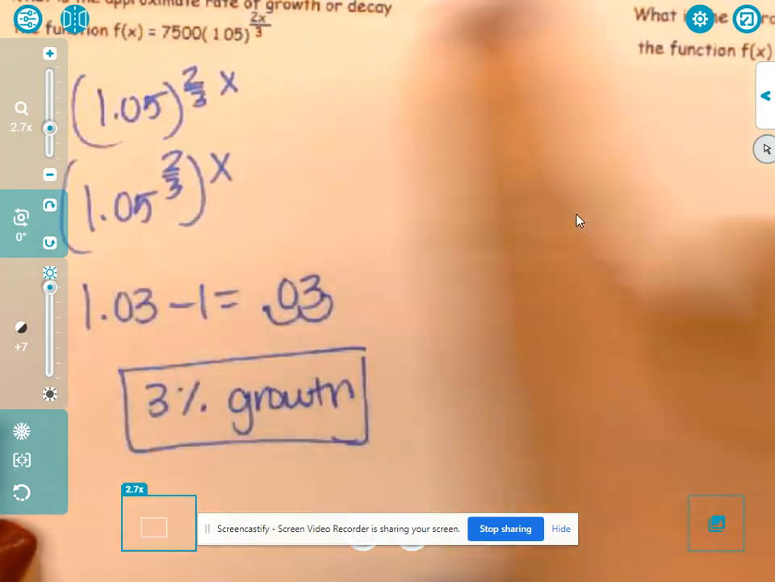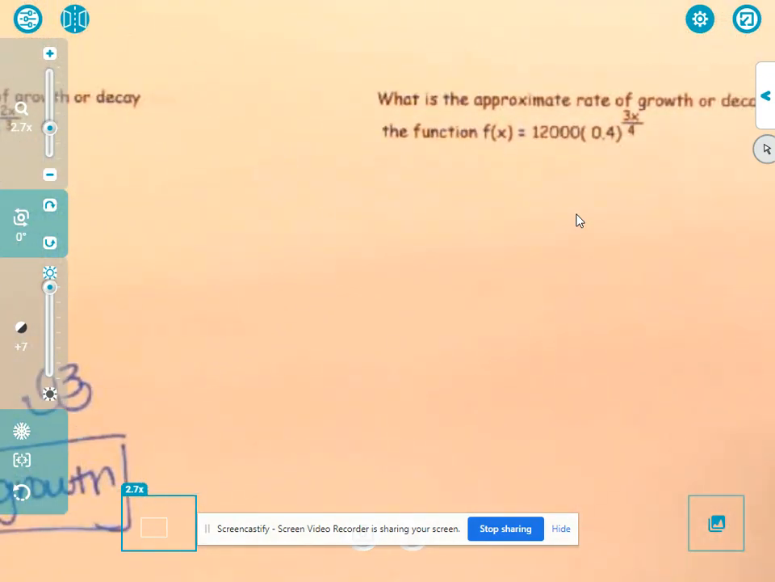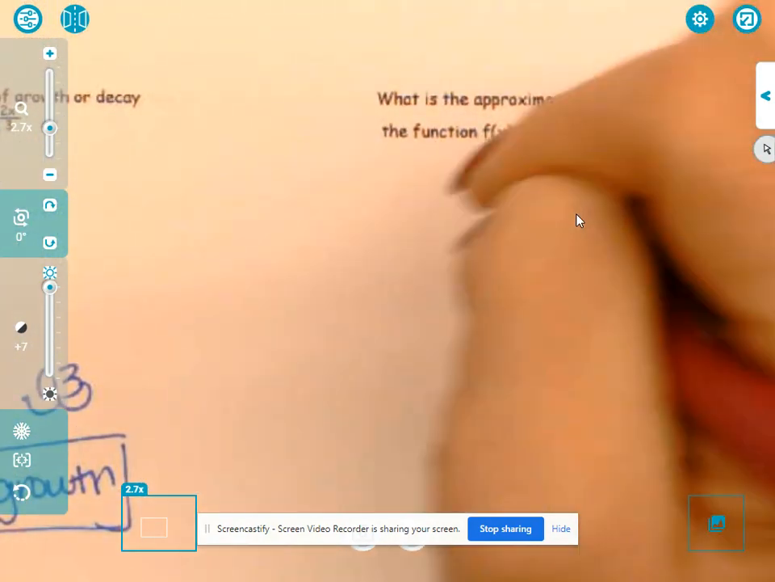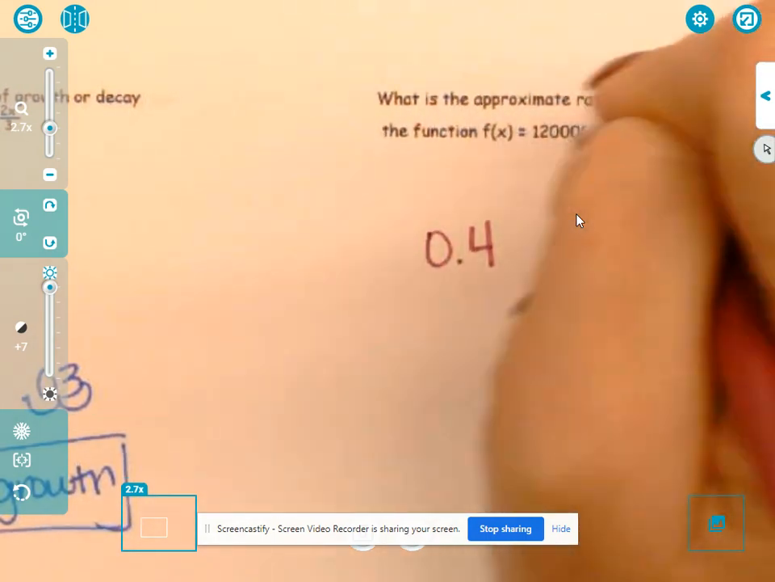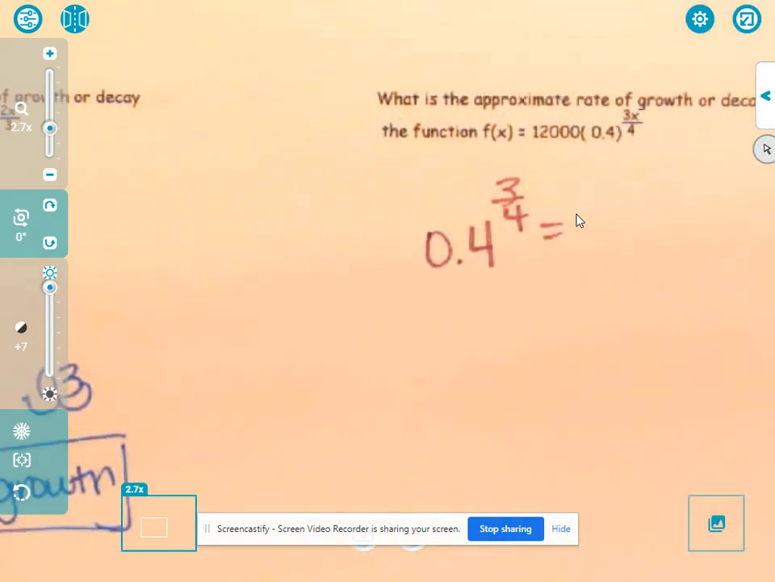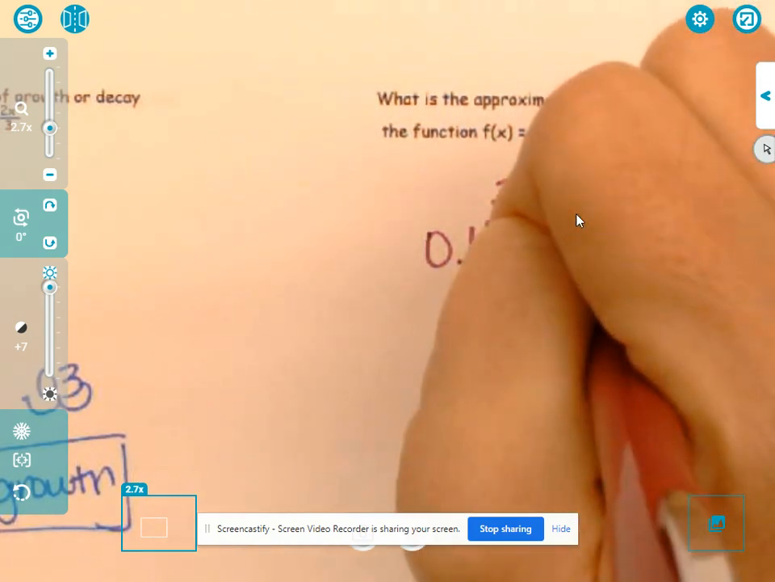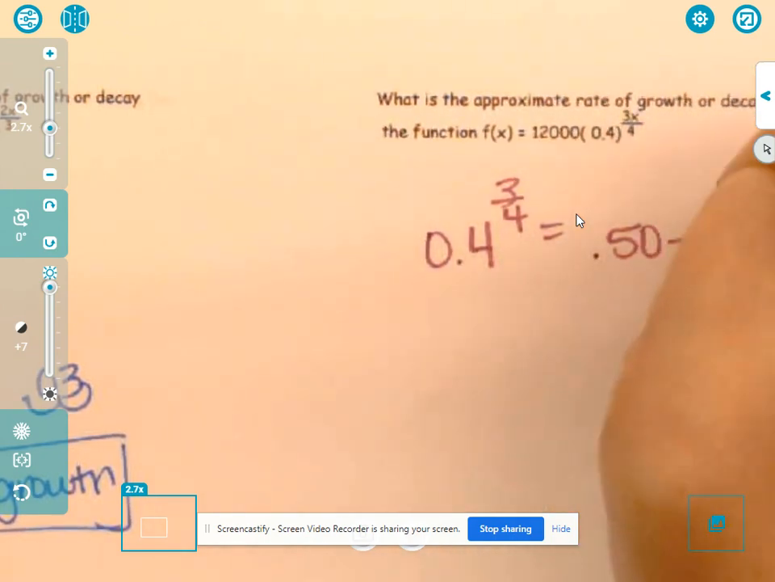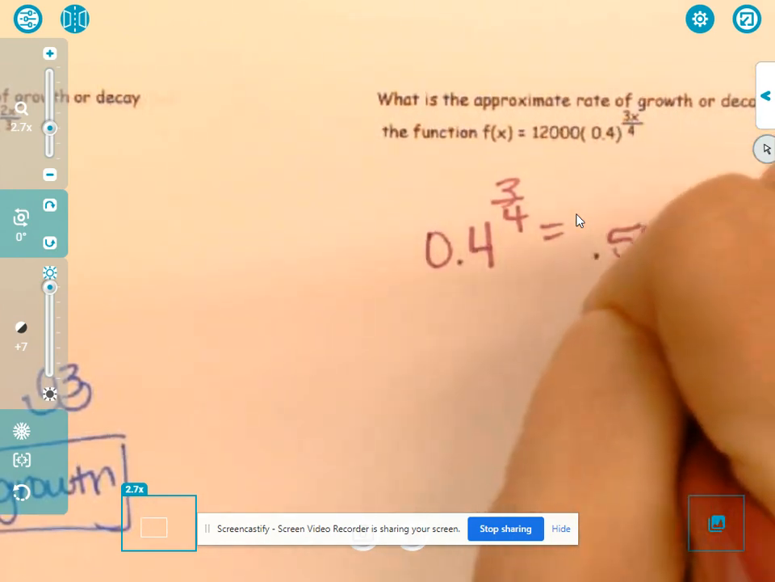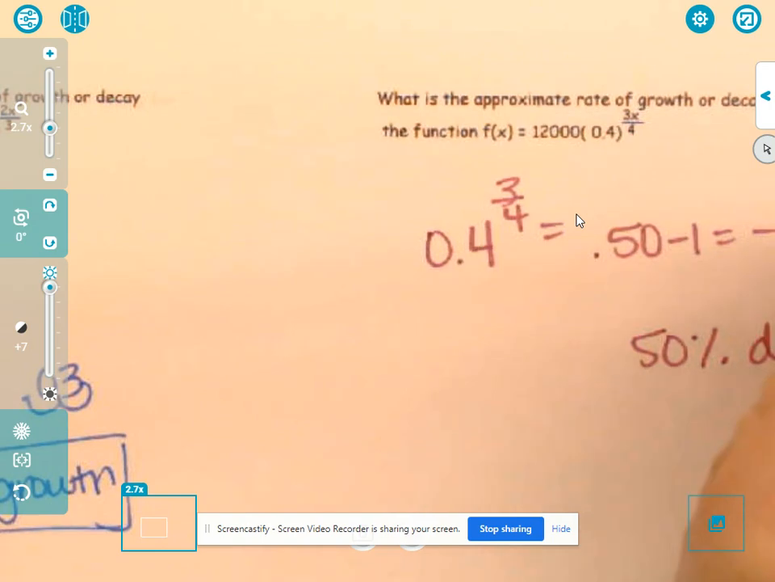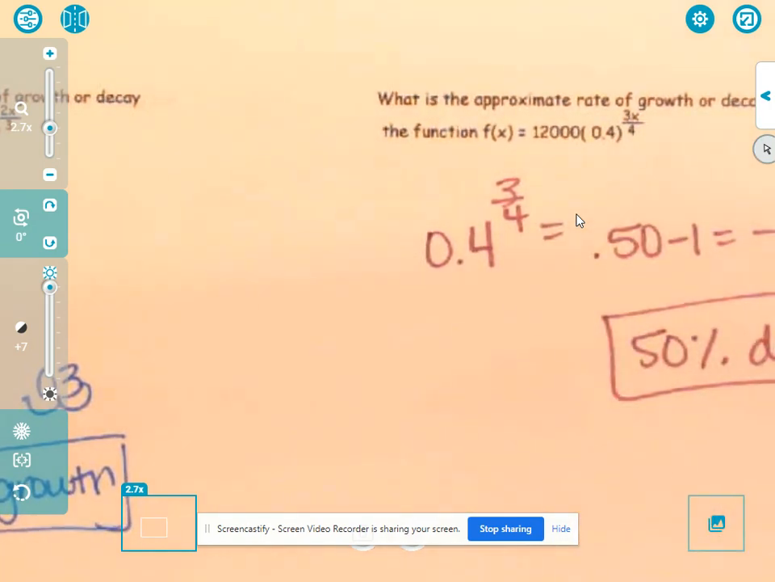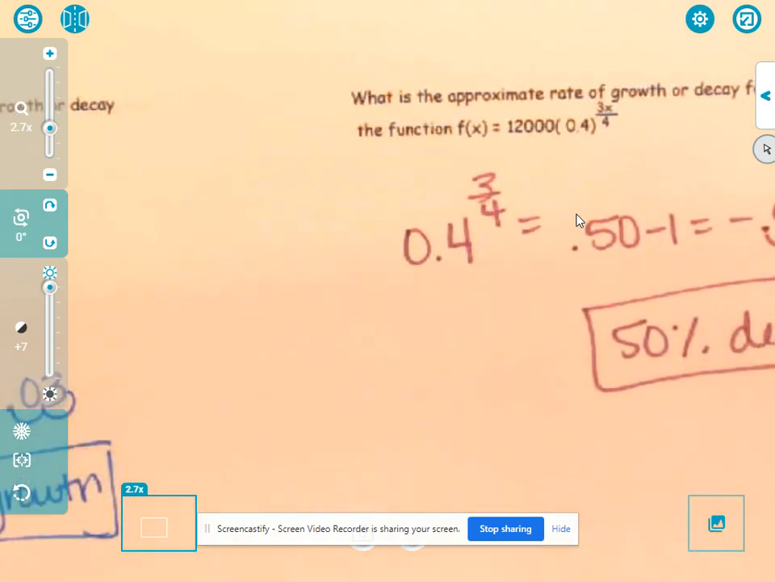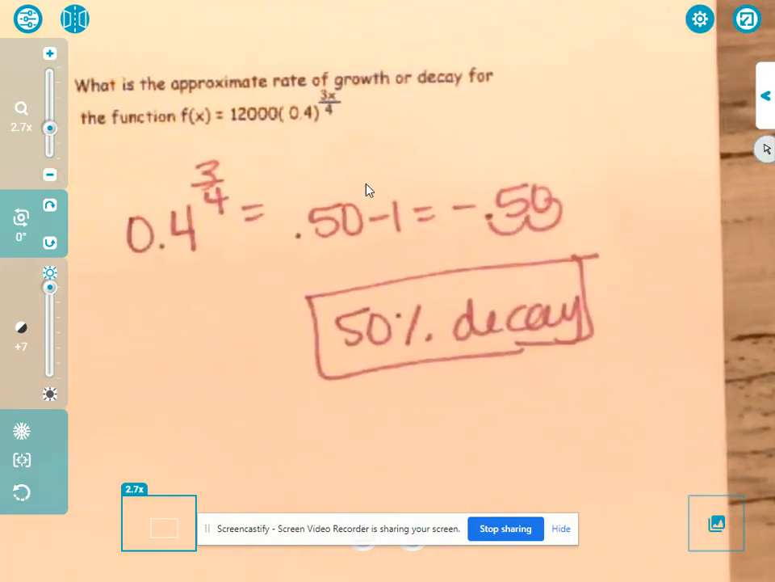And again, growth and decay are the same regardless. Here it was a 1, therefore it's growth. There it was less than 1, it was decay. That didn't change. This one we're going to go 0.4, and we're going to raise that to that 3/4 power. And that's going to give me 0.50. We're going to subtract 1, and we'll get negative 0.50, which is a 50% decay.